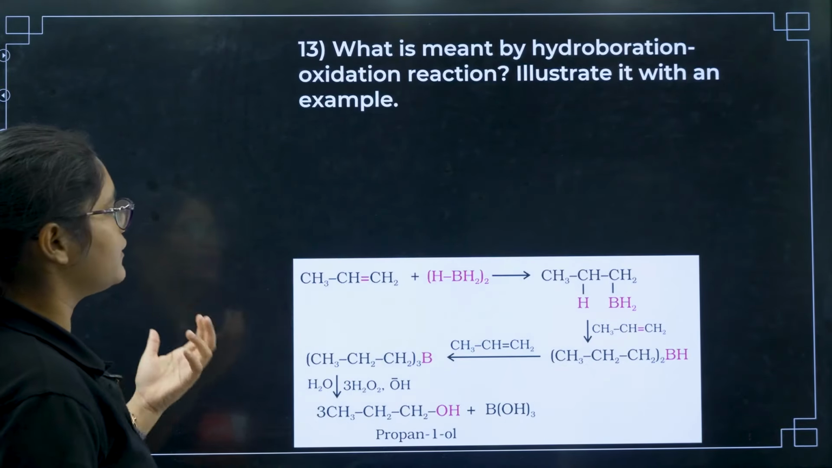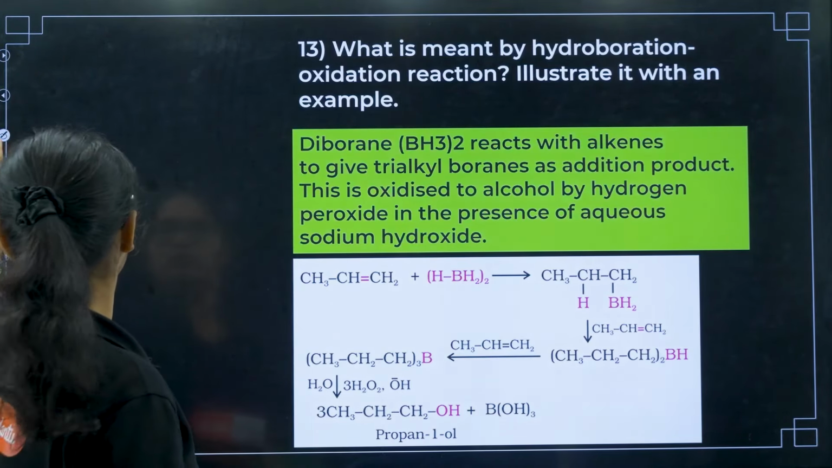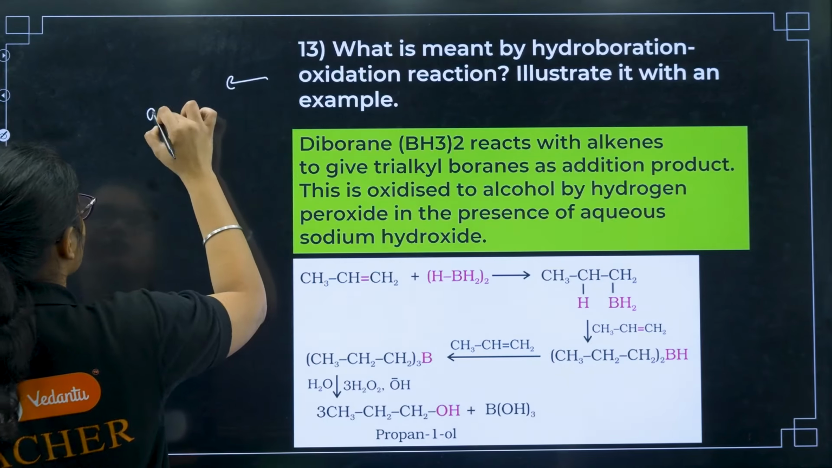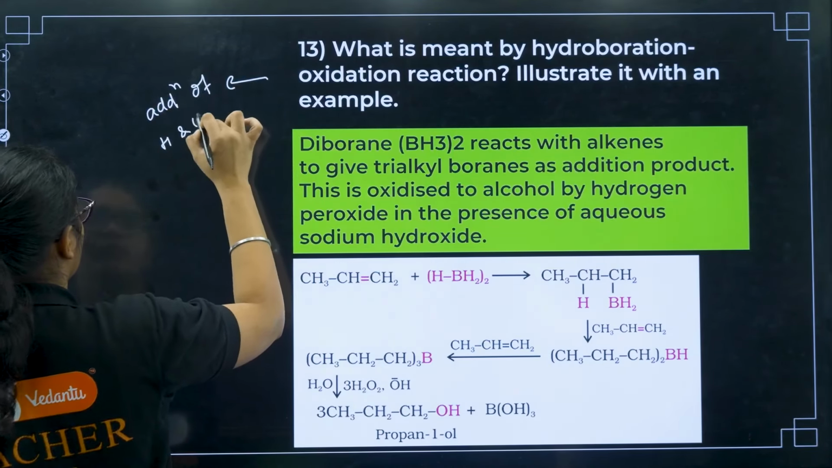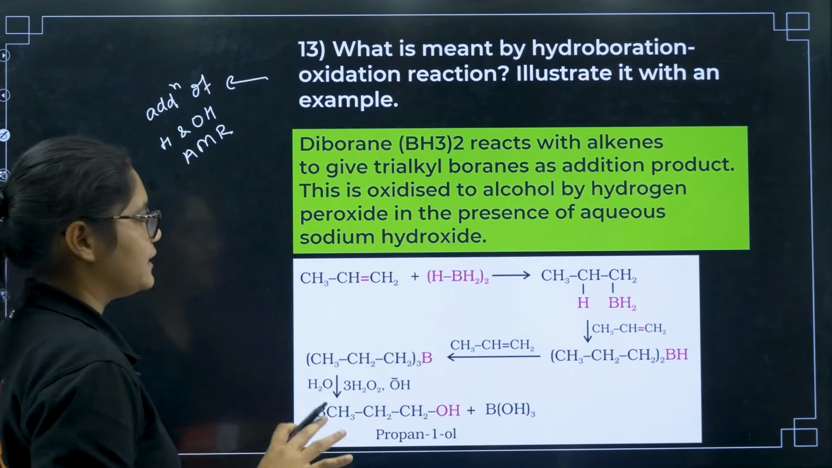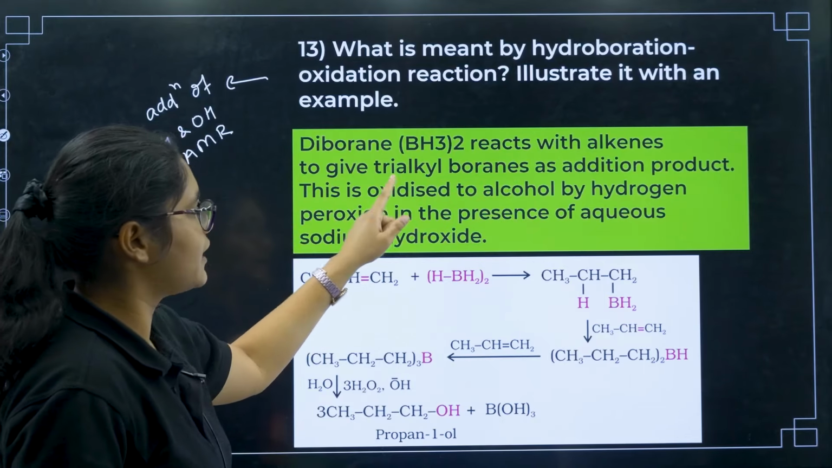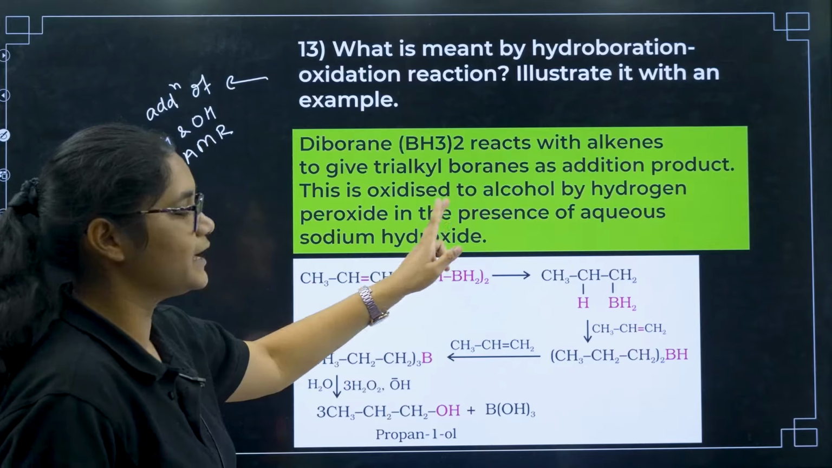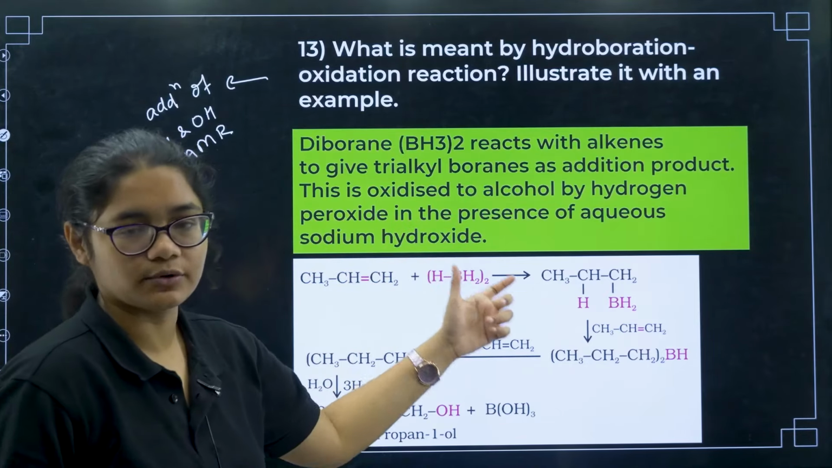What is meant by hydroboration oxidation reaction? Explain with an example. So I told you already during the reactions, hydroboration oxidation is addition of H and OH by anti-Markovnikov's rule. Okay, but exactly what happens? See, diborane reacts with alkene to give trialkyl borane as addition product. This is oxidized to alcohol by hydrogen peroxide in the presence of aqueous sodium hydroxide.